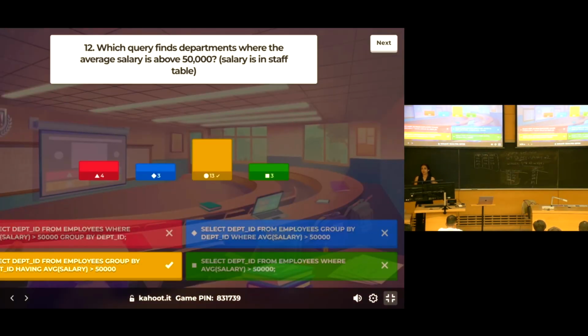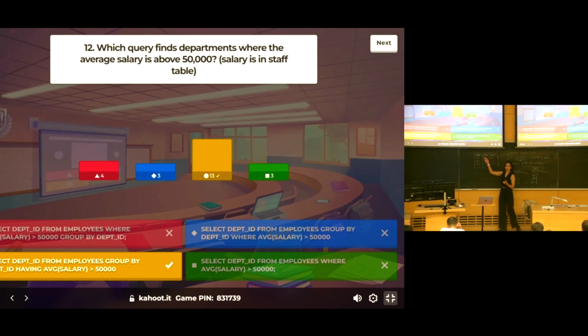Nice. Again, please pay attention to what I mentioned because there are more parameters in your questions, okay? There is a reason that I mentioned it. For example, this question asks which query finds the departments where average salary is above 50K. So we are not talking about the department table, right? I specifically mentioned salary is in the staff table. So if you remember those two tables, staff and organization tables in the example that I used in class, we have salary in the staff table.